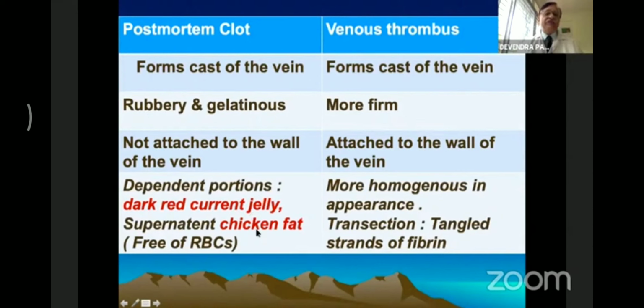What is this concept? Basically, a person dies, then the blood solidifies. It is not actually a clot, it is a solidification of the blood. Because of gravity, the RBCs precipitate down. So down below we find the red precipitated RBCs, which is called dark red currant jelly. On the top we find cloudy plasma. Plasma contains protein, so it will be cloudy and look like chicken fat. So in the postmortem clot, when we open the veins, we find dark red currant jelly because of the RBCs at the bottom, and chicken fat because of the proteinaceous plasma on the top, which is absent in venous thrombosis.